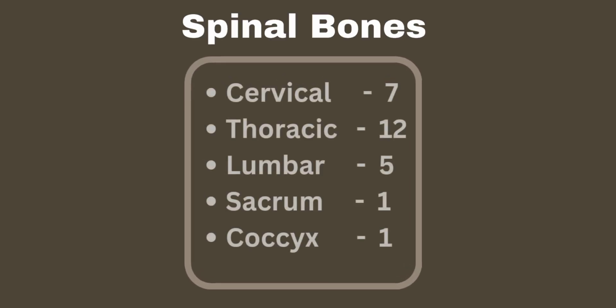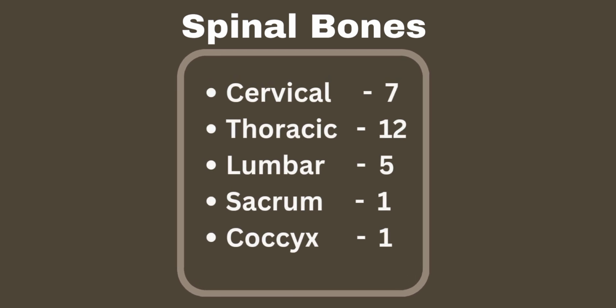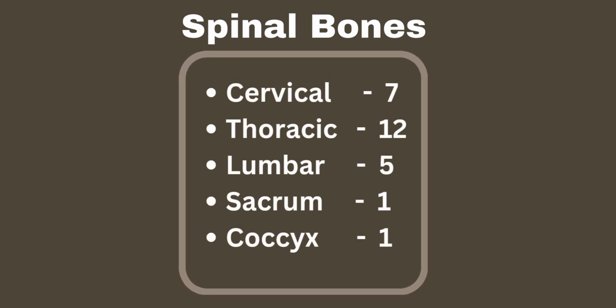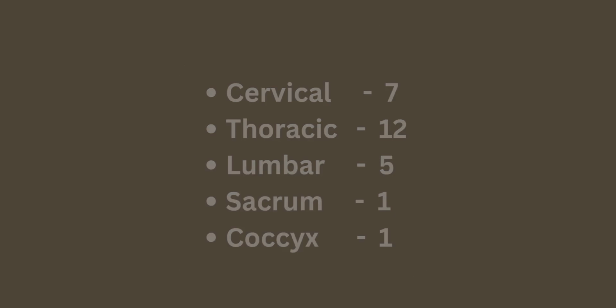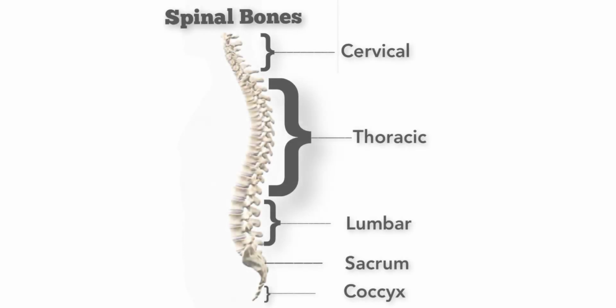The spinal bones: cervical 7, thoracic 12, lumbar 5, sacrum 1 and coccyx 1. The actual number of spinal bones is 33: cervical 7, thoracic 12, lumbar 5, sacrum 5 and coccyx 4. The sacrum fused together to form a single bone, likewise the coccyx fused together to form a single bone in an adult.